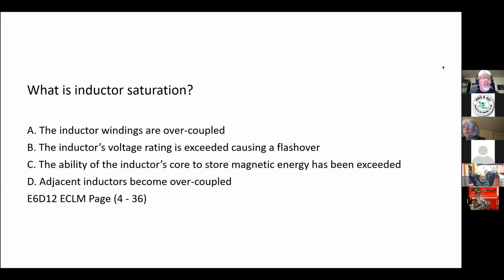What is inductor saturation? A. The inductor windings are overcoupled. B. The inductor's voltage rating is exceeded, causing a flashover. C. The ability of the inductor's core to store magnetic energy has been exceeded. Or D. Adjacent inductors become overcoupled. Charlie is correct. The ability of the inductor's core to store magnetic energy has been exceeded.